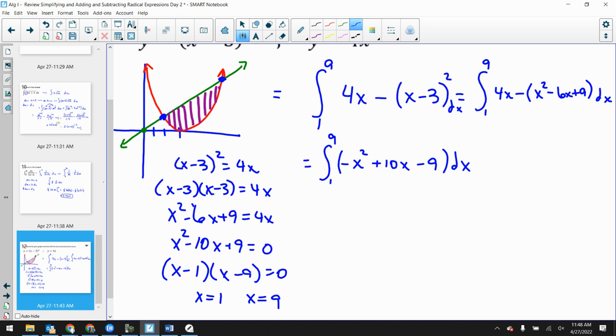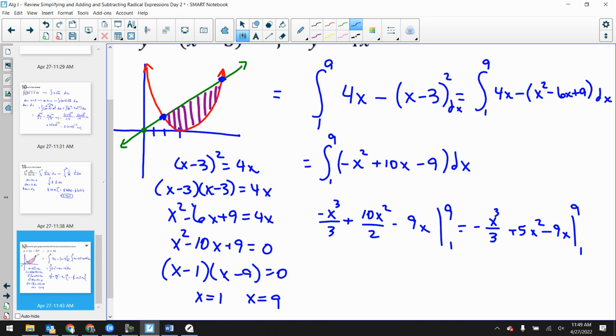Okay, and now we can evaluate. So this is going to be a negative x over 3 to the third. So negative x to the third over 3 plus 10x squared over 2 minus 9x from 1 to 9. Everybody follow me there? And for good measure, I'm just going to make that 10 over 2 a 5. Negative x to the third over 3 plus 5x squared minus 9x from 1 to 9.